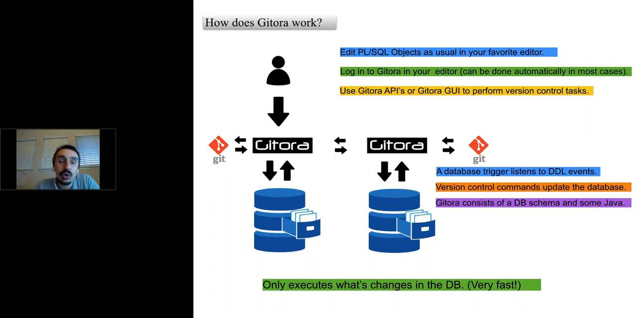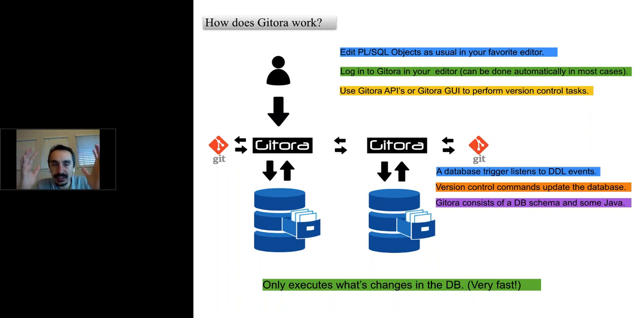And occasionally, you're going to need to use the Gitora APIs. Gitora APIs are usually used by the release manager or the people who are going to manage releases. But developers are usually going to use the Gitora GUI to commit their changes to Git. The reason we did not do this as an API, the commit is not an API, but can only be done via the GUI, is so that people don't just commit changes willy-nilly. We want people to know what they're committing.